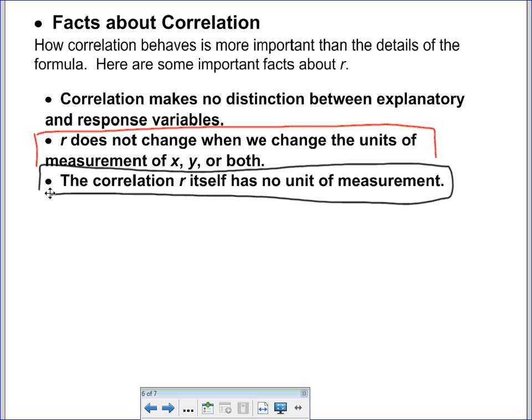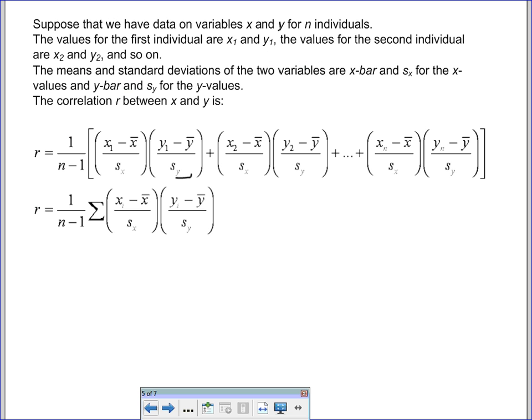This is the big one. Correlation makes no difference between the explanatory and the response variable because we're multiplying them. All right, x and y. If we reverse these, you would get the exact same answer. And if we did this first and then this first, you'd get the exact same answer. And so if you switch your axes, you will get the exact same R value.